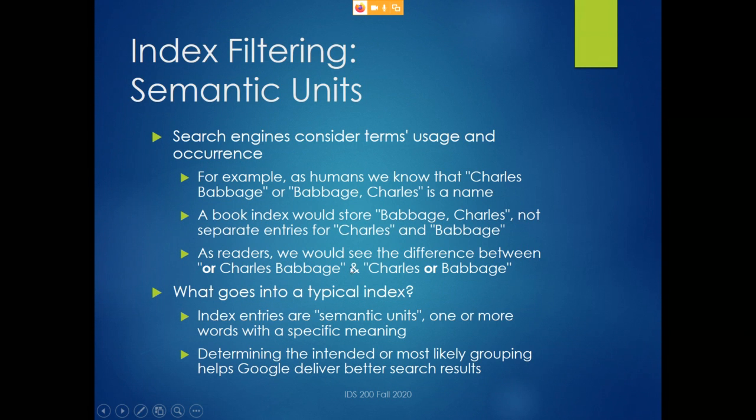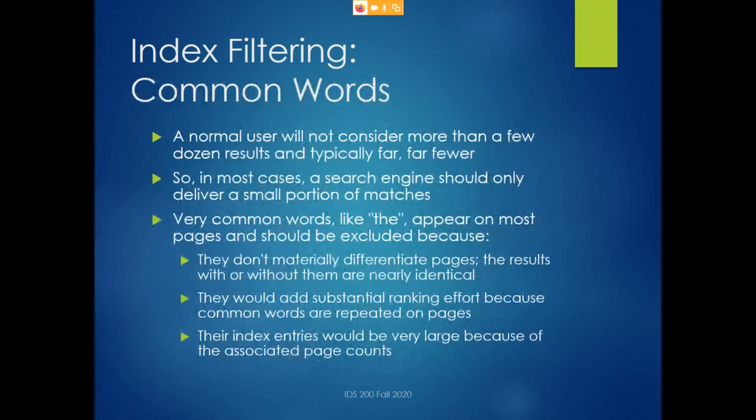But as readers, of course, as humans, we see very clearly the difference between the phrase Charles Babbage and Charles or Babbage. Right here, the name is intact. Here, even though the words are together, the fact that they're separated by another word changes the meaning entirely. So, how does Google implement this as far as indexes? Well, every index entry for Google is a semantic unit, which can be one or more words that has a specific meaning, and it can be different sets of words that have an equivalent meaning. Determining the most likely or intended grouping for a set of terms is going to help Google deliver better search results.